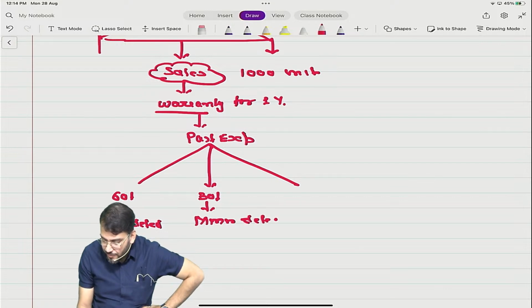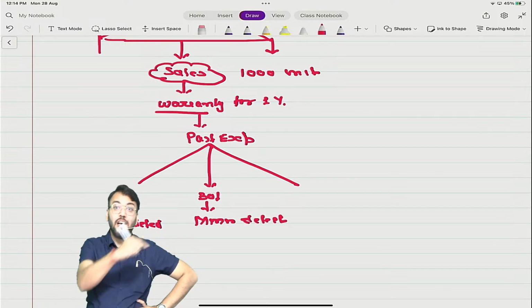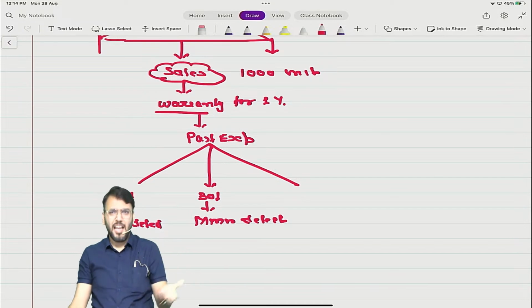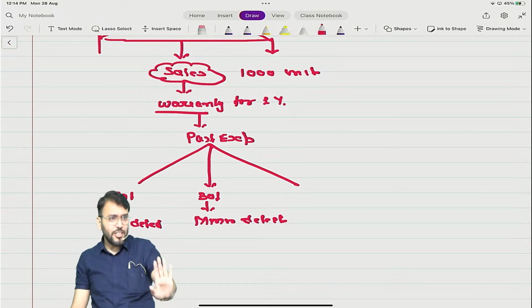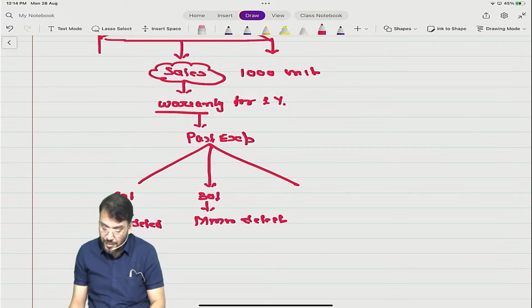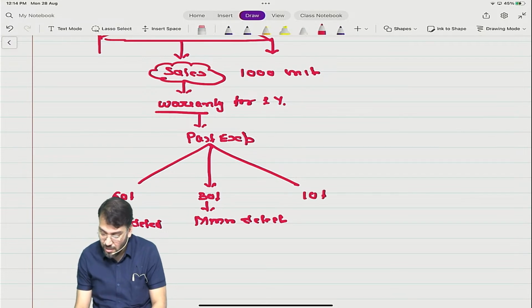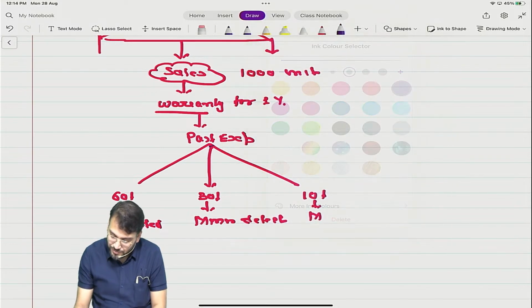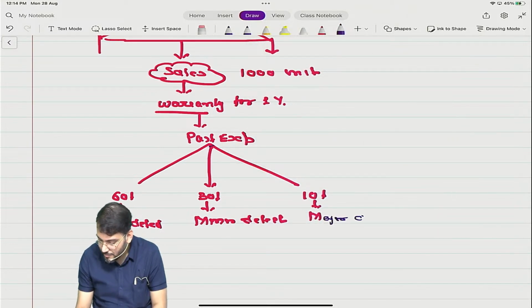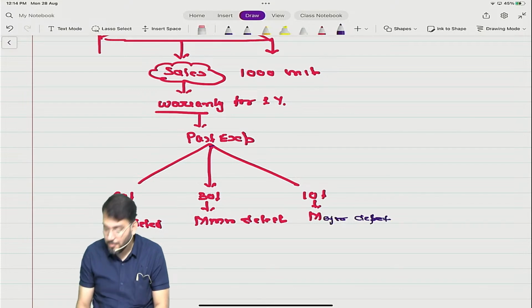Minor defect. This is as per past experience. Can I say they have that past experience? So they can say 30% will come with minor defect, but 10% will come with major defect. Say yes or no? So major defect.